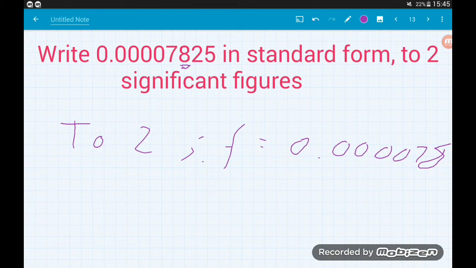Now we want to write him in standard form. Okay, so it's going to be 7.8 times 10. Now let's work out the power. Let's put a decimal between the 7 and the 8. So it's going backwards. 1, 2, 3, 4, 5 places. So it's times 10 to the minus 5, like that. Okay guys, that's how we write normal numbers in standard form. Hope it's helped.